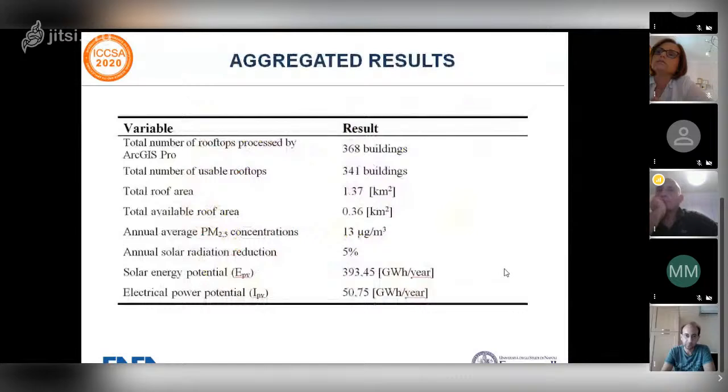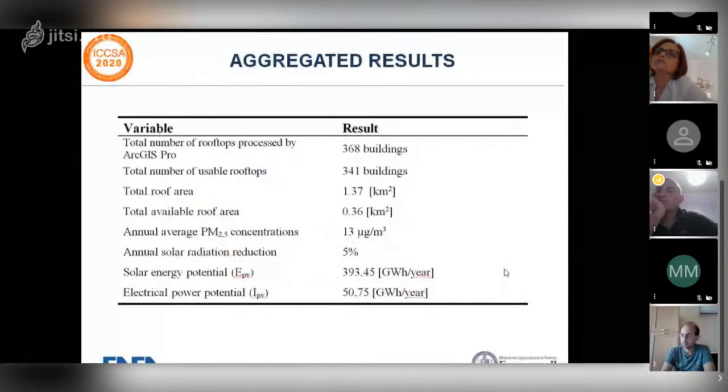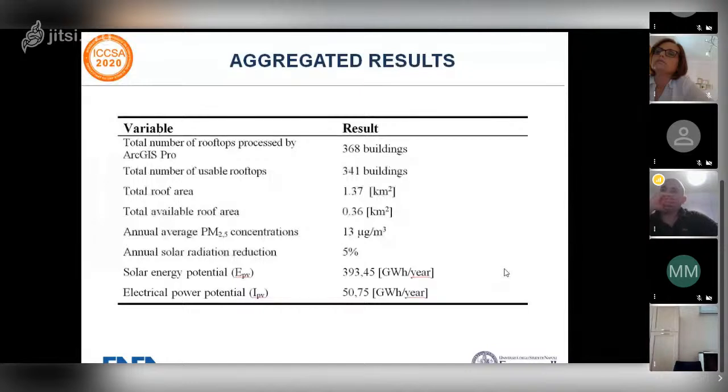For example, the total number of usable rooftops. There are 341, which of course is less than the total number of rooftops processed by ArcGIS Pro. And in the lower part of the table, we can read, for example, the aggregated data of the solar energy potential and the electrical power potential for the study area.